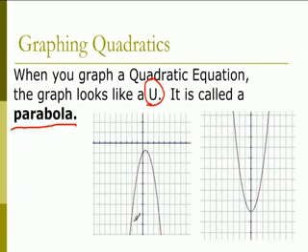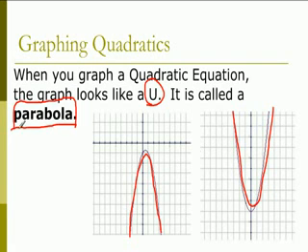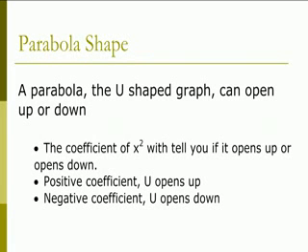Now, looking here, the U can go down, or the U can go up. Those are the only ways that x squared equations can be. The U can face down or the U can face up. But it's important to remember that these are called parabolas. Parabolas have a U shape, so they can open up or they can open down. The coefficient of the x squared tells you whether it opens up or down.